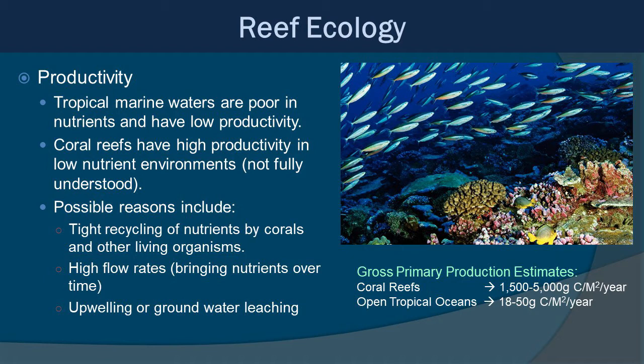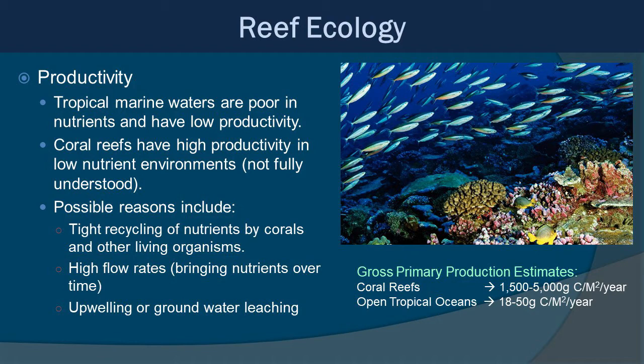Now, just to give you some perspective here, the gross primary productivity estimates there on the bottom right: coral reefs are looking at somewhere between 1,500 to 5,000 grams of carbon per meter squared per year. On the other hand, in open tropical oceans, there's between 18 and 50 grams of carbon per meter squared per year. Now that's a lot less than coral reefs by a big amount. So you know there's something going on in coral reefs.